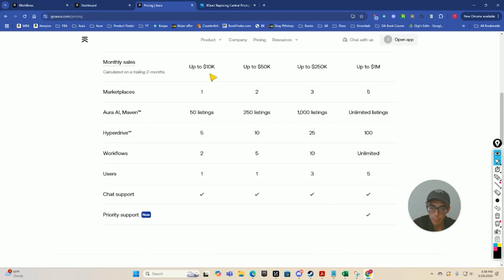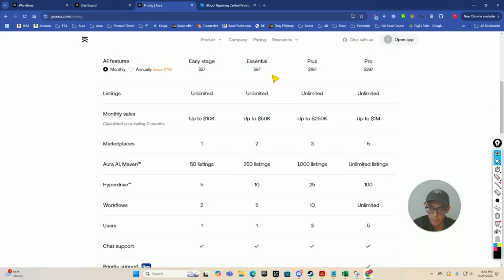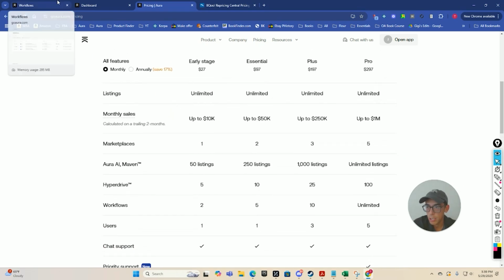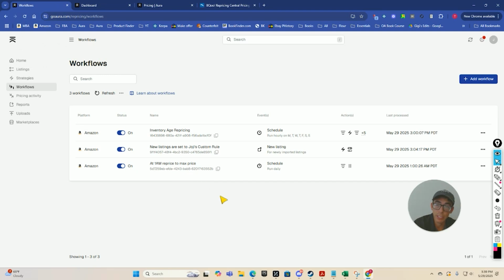Now, once you do get to the point where you have the $97 plan, because you're doing over 10,000 a month in sales, then you have up to 5 workflows and you can add this other workflow, which again probably doesn't make that much of a difference, but I have it on just because why not? And this is at 1 a.m., reprice to the max price.